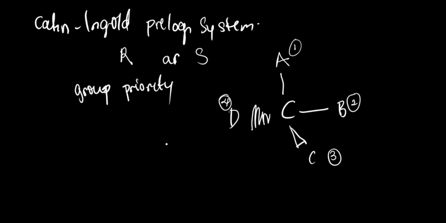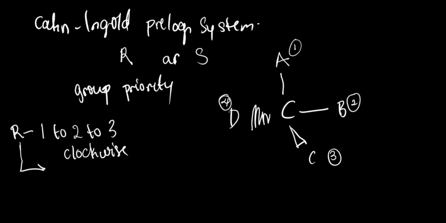Now, how exactly do we determine whether this particular molecule has an R configuration or an S configuration? An R configuration would be a molecule whereby drawing an arc from 1 to 2 to 3 gives us a clockwise direction, or it runs to the right. This R notation stands for rectus, which is right in Latin.